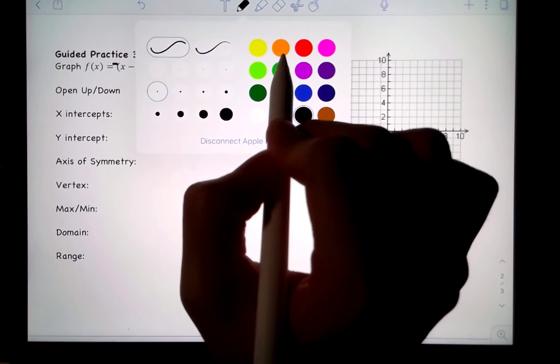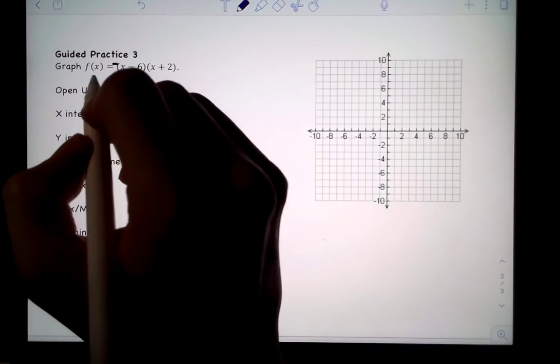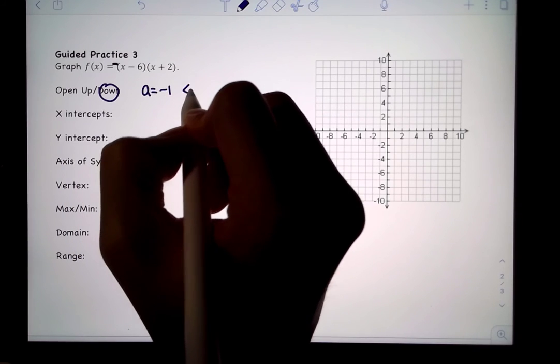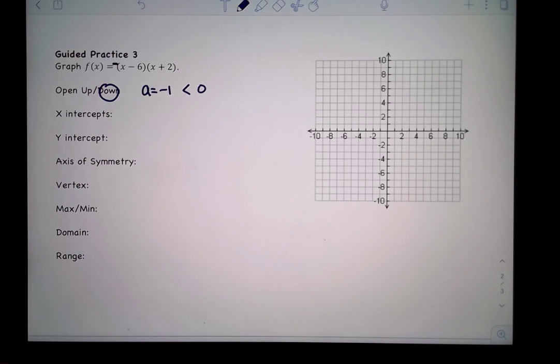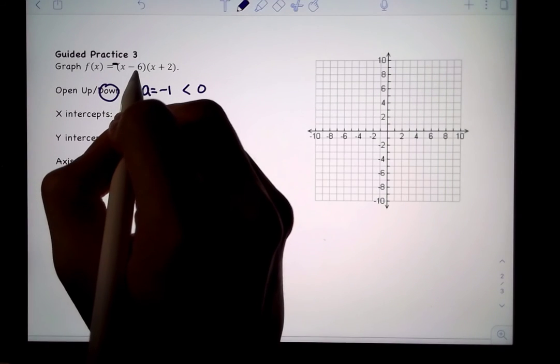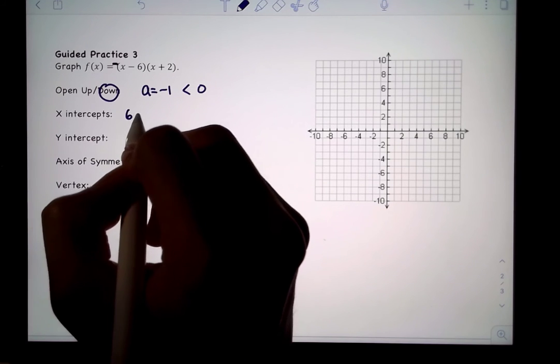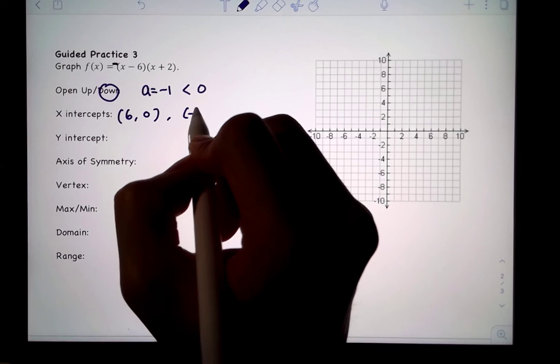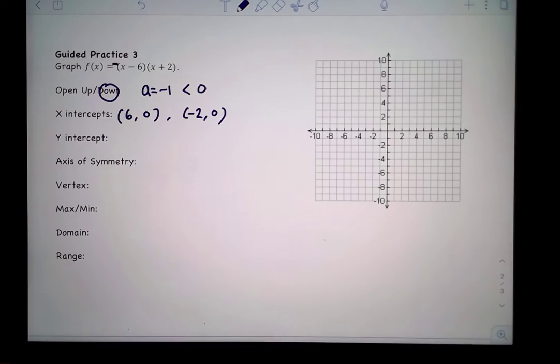Alright? So opens down because my a is -1, which is less than 0. And my x-intercepts, what do we do? Change the sign. It has -6 over here, so (6, 0). And it has +2, so (-2, 0). Okay, you can just get it. We just change the sign.